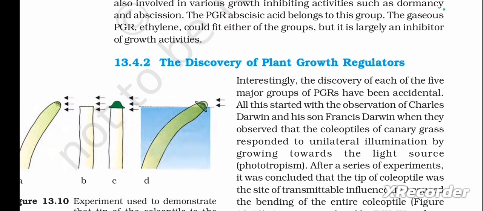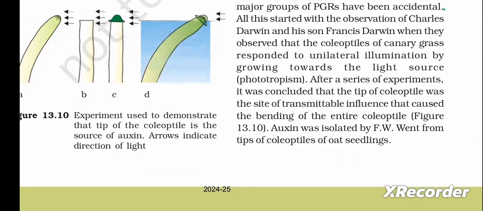Interestingly, the discovery of each of the 5 major groups of PGRs has been accidental. All these started with the observation of Charles Darwin and his son Francis Darwin when they observed that the coleoptiles of canary grass responded to unilateral illumination by growing towards the light source, phototropism. After a series of experiments, it was concluded that the tip of the coleoptile was a site of transmittable influence that caused the bending of the entire coleoptile. The figure we can see in 13.10.